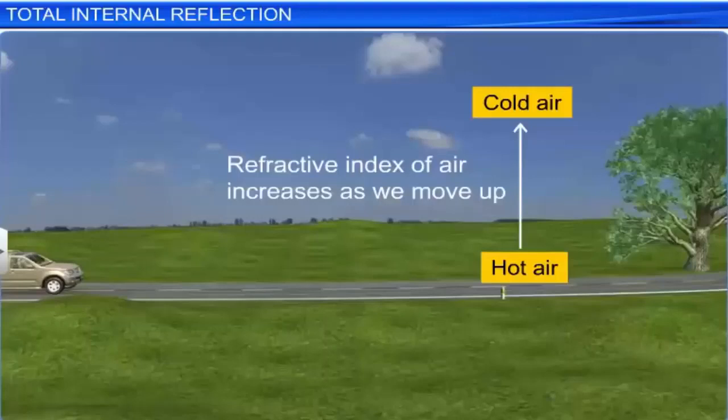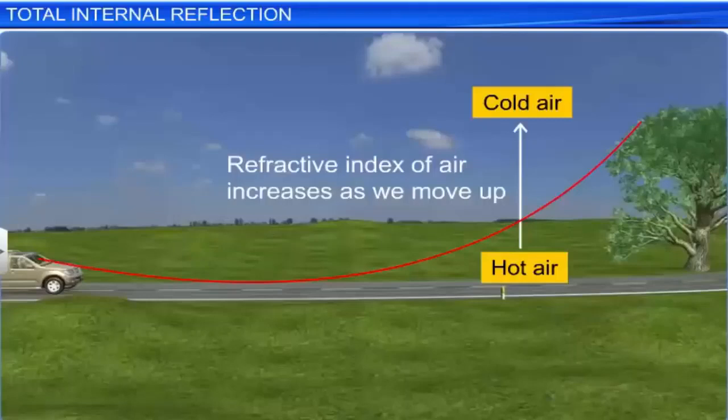Due to this, rays from the nearby objects which are propagating towards the Earth's surface refract and bend away from the normal. At some point, the angle of incidence exceeds the critical angle and the rays undergo total internal reflection. An observer is able to see the image and get the impression of a mirage.